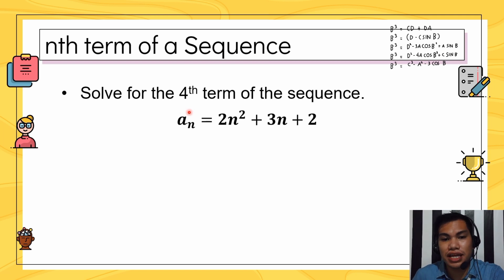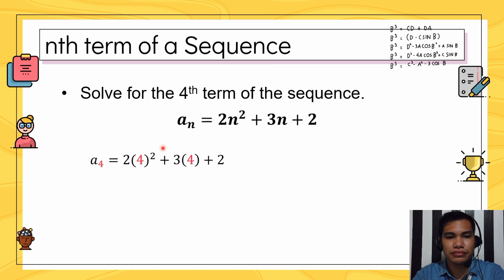So, meaning, atong buhaton, ang kanang n nga naa diha, ilisan lang nato siya og number 4. Very good. So, that becomes now a sub 4 is equal to 2 times 4 squared plus 3 times 4 plus 2. Balikon na ako, ang n, gilisan lang nato siya og 4. Ngano gani? Tungod kay solve for the fourth term. Fourth term man atong ginapangita.